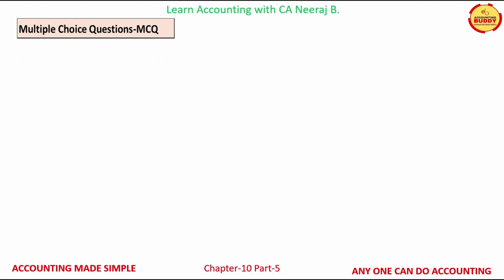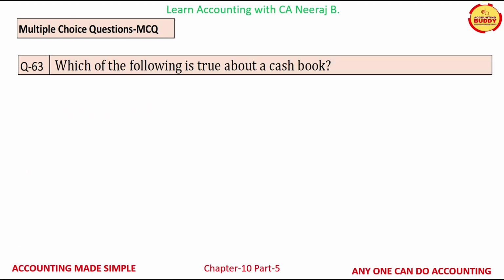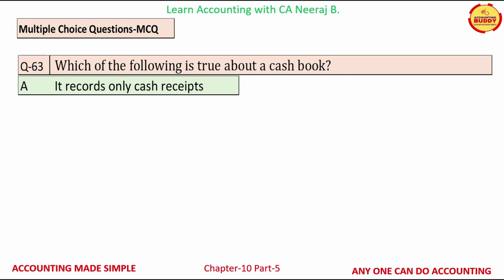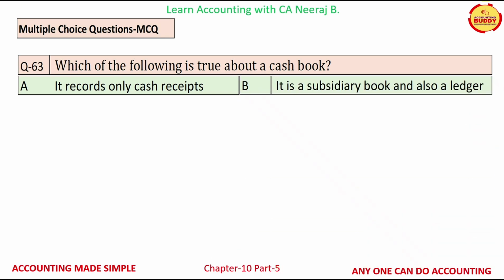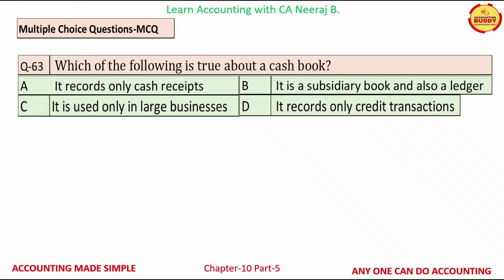Let us try some multiple choice questions. Question number 63 is, which of the following is true about a cash book? And the available options are, option A, it records only cash receipts. Option B, it is a subsidiary book and also a ledger. Option C, it is used only in large businesses. And option D, it records only credit transactions. And the correct answer is option B, cash book is a subsidiary book and also a ledger.